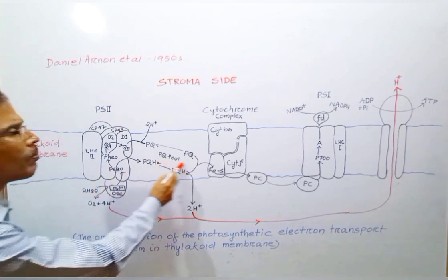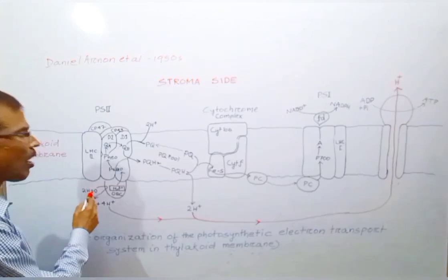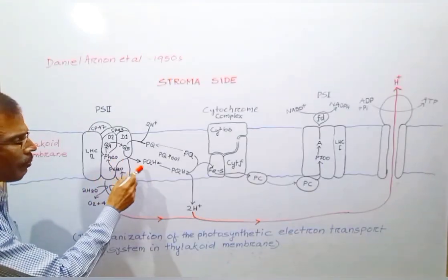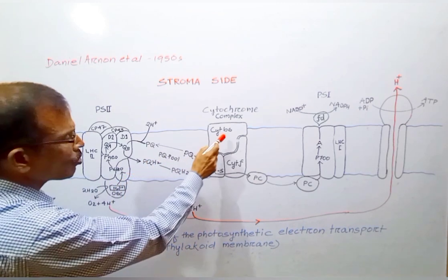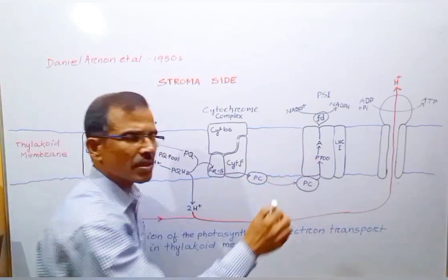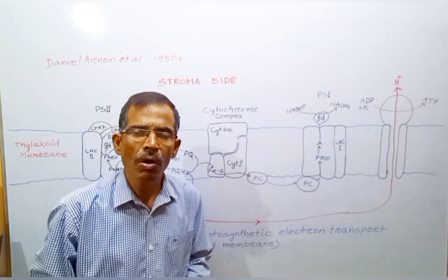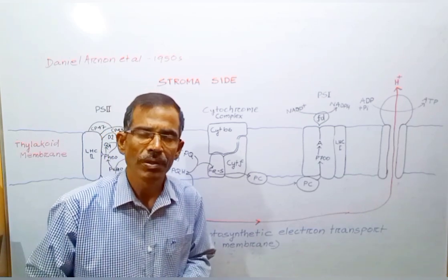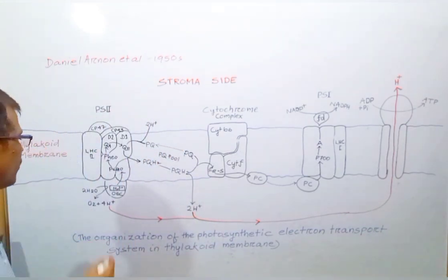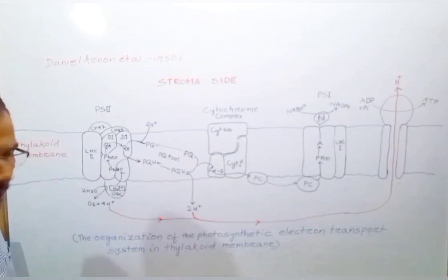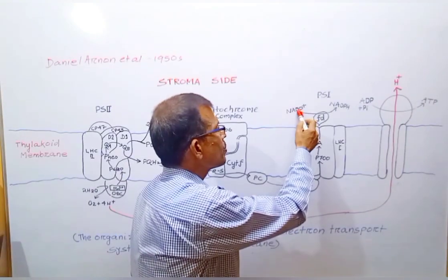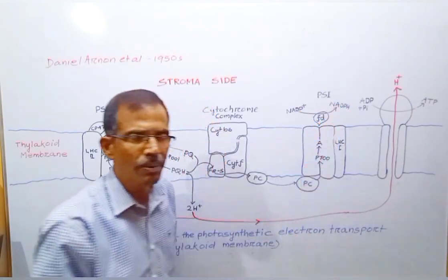This flow-through form of electron transport from water to NADP+ through photosystem 2, plastoquinone, cytochrome b6f complex, plastocyanin and photosystem 1 is known as linear or non-cyclic electron transport. Non-cyclic electron transport is associated with photolysis of water, release of molecular oxygen and reduction of NADP+ to NADPH.